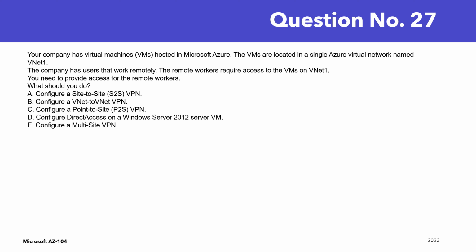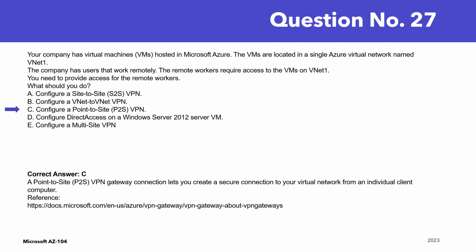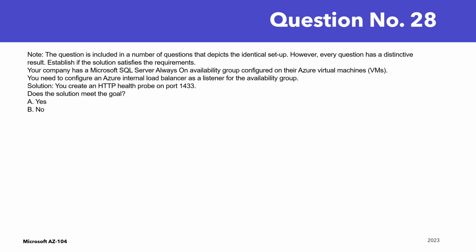A. Configure a site-to-site, S2S, VPN. B. Configure a VNet-to-VNet VPN. C. Configure a point-to-site, P2S, VPN. D. Configure direct access on a Windows Server 2012 server VM. E. Configure a multi-site VPN. Correct answer: C.